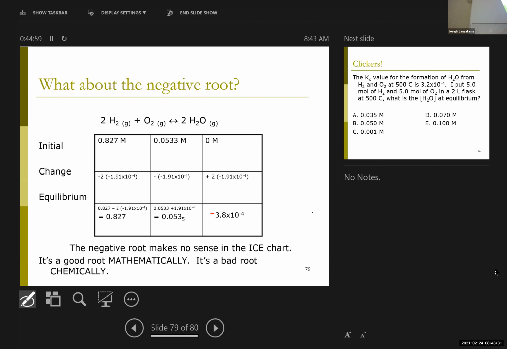It all goes back to the ICE chart and whether it makes any physical sense to have a negative root. In some cases, like the Belousov-Zhabotinsky reaction, there are reactions that have more than one solution. They have bistable endpoints. In general, most of the time, one of the roots makes no chemical sense, even though it makes perfectly good mathematical sense. There's no reason why the negative root isn't correct mathematically. It doesn't make any sense whatsoever in my ICE chart.